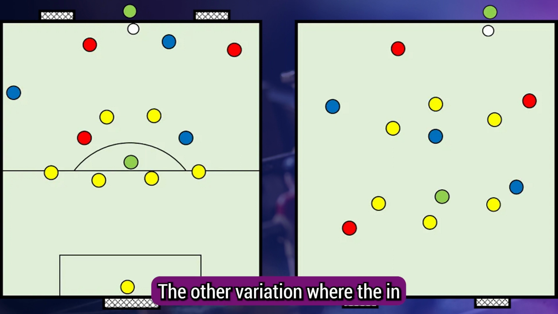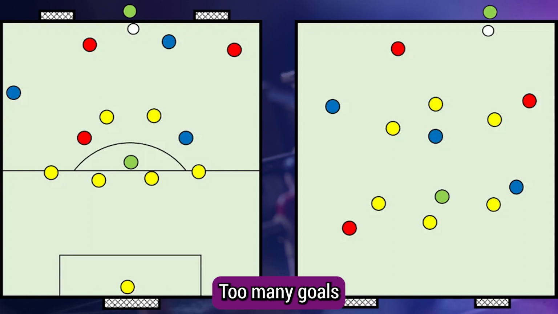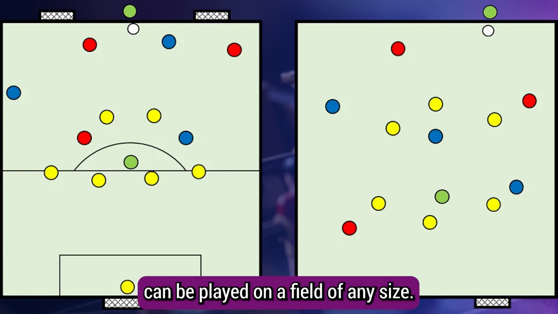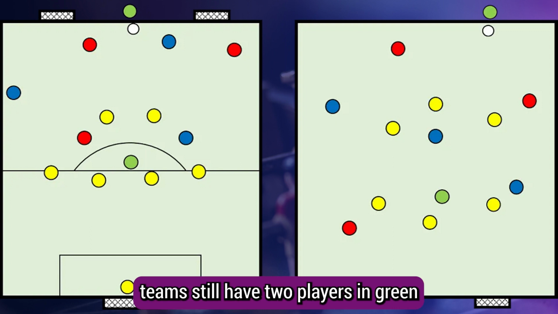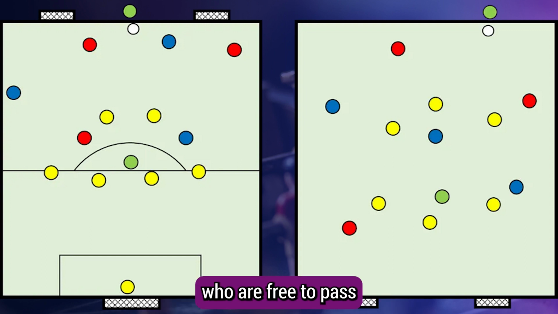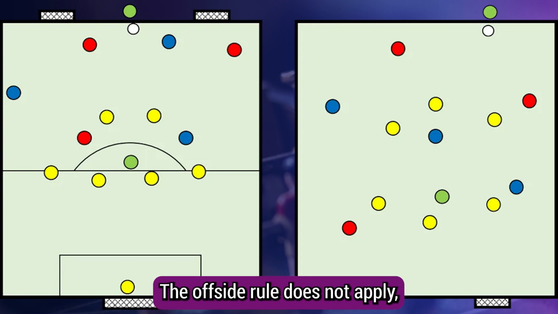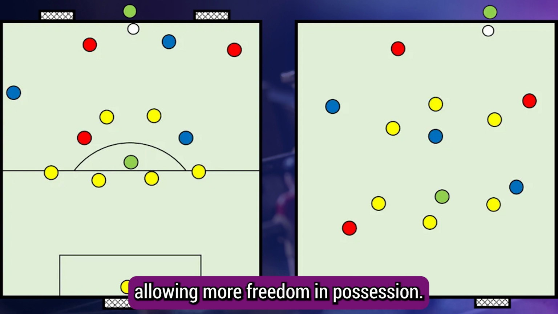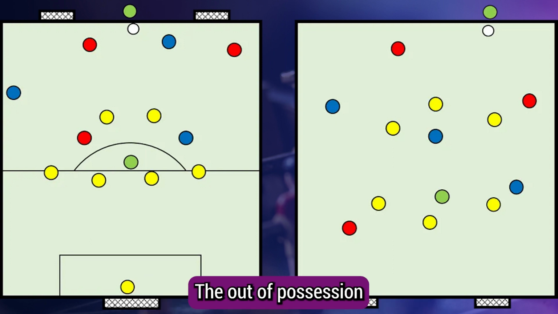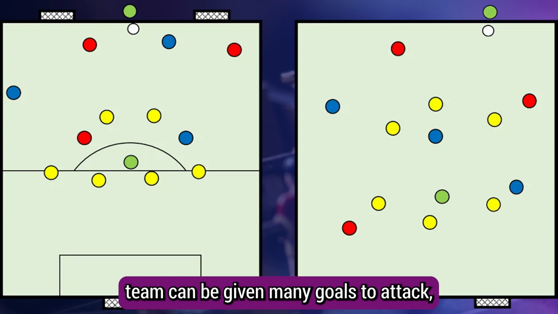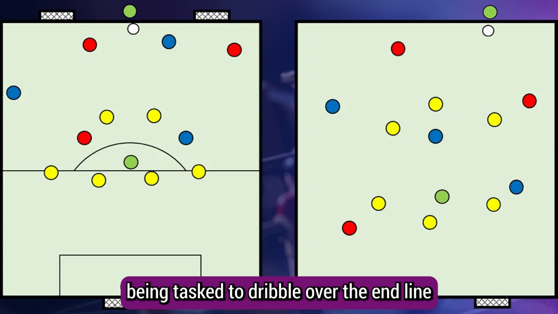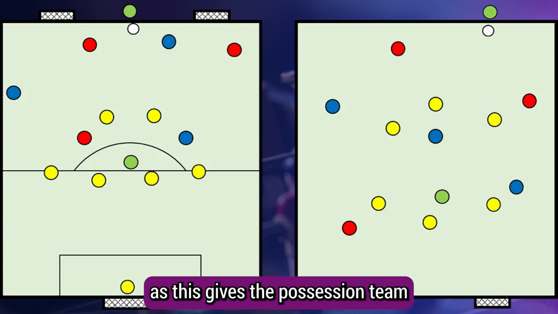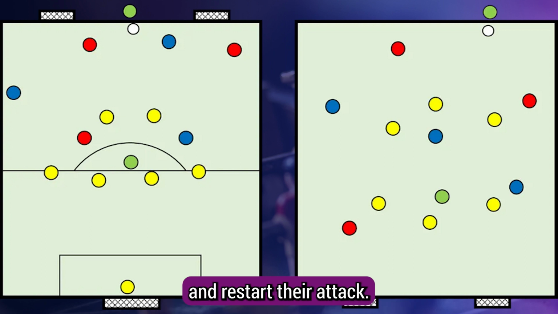The other variation, where the in-possession team attacks 2 mini goals, can be played on a field of any size. The in-possession team still have 2 players in green who are free to pass and receive from anyone. The offside rule does not apply, allowing more freedom in possession. The out-of-possession team can be given mini goals to attack, although I have shown it with them being tasked to dribble over the end line, as this gives the in-possession team a better chance to counter-press and restart their attack.